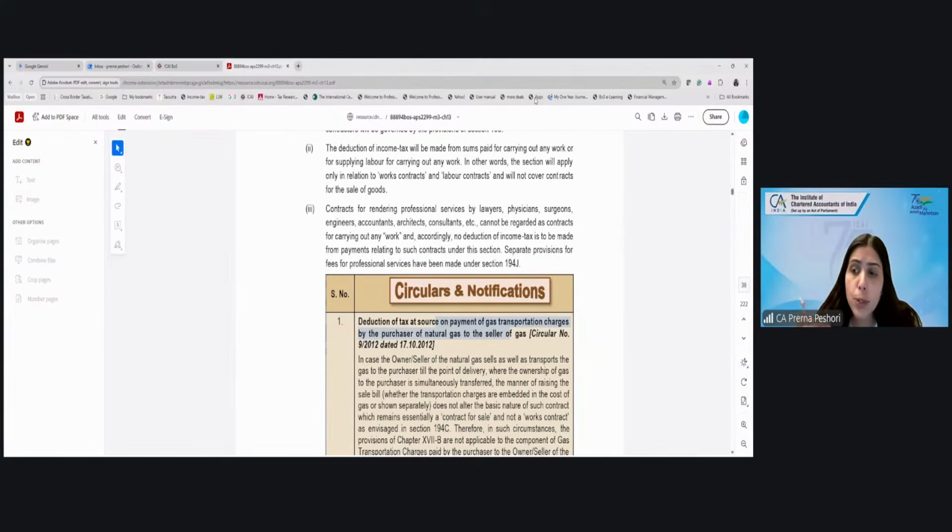However, if the transportation charges are not paid to the seller of the gas, but to a third party transporter, let's say one who is operator of trucks, either by the purchaser or the seller, then in that particular case, the TDS will be applicable. However, in that case also you need to see whether the transporter has less than 10 goods carriage and he furnishes that declaration.